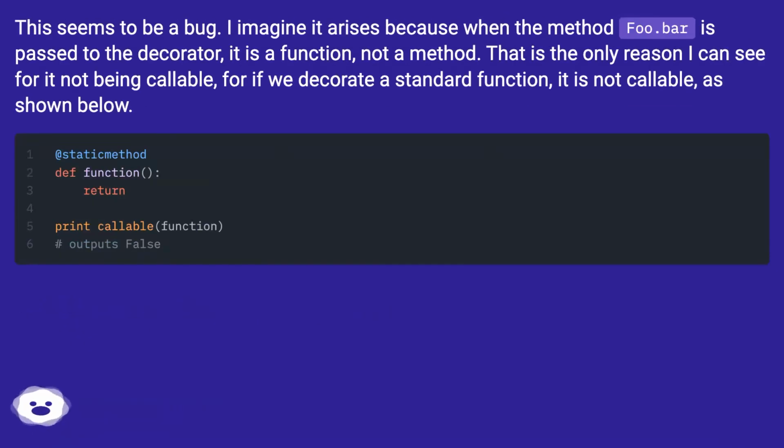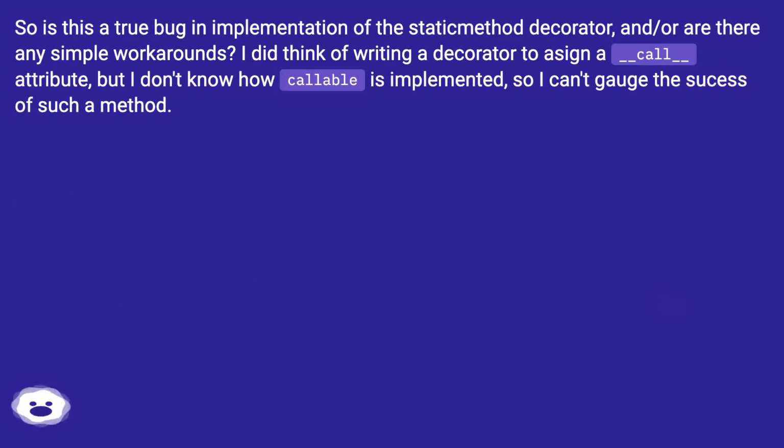I imagine it arises because when the method foo.bar is passed to the decorator, it is a function, not a method. That is the only reason I can see for it not being callable, for if we decorate a standard function, it is callable, as shown below. So is this a true bug in the implementation of the static method decorator, and/or are there any simple workarounds? I did think of writing a decorator to assign a __call__ attribute, but I don't know how callable is implemented, so I can't gauge the success of such a method.